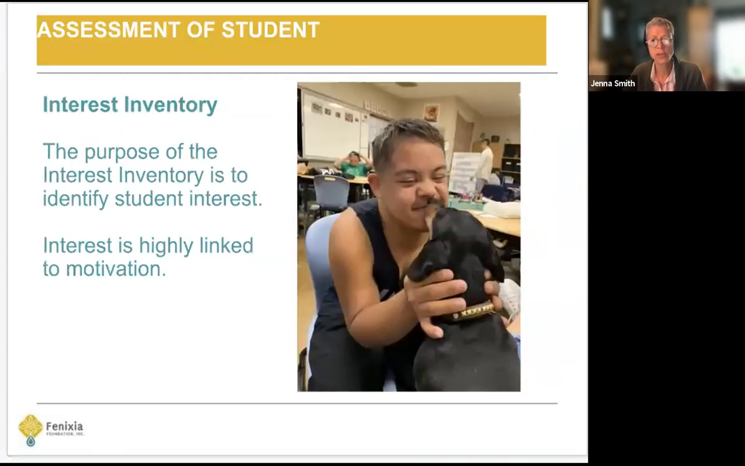The other thing is an interest inventory. So the purpose of an interest inventory is to really identify what a student is interested in. And if you are interested in something, you are highly likely to want to do that and be motivated to continue to do that.